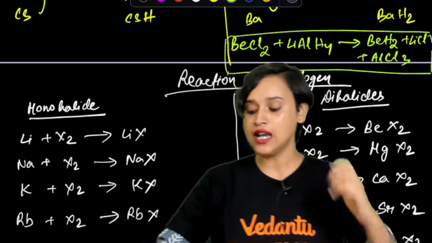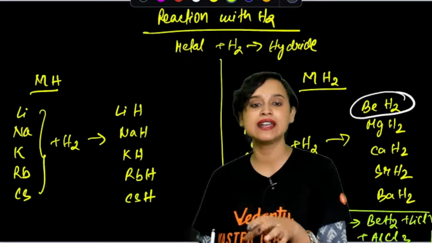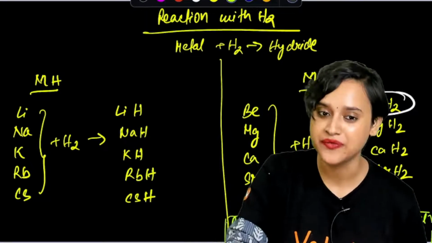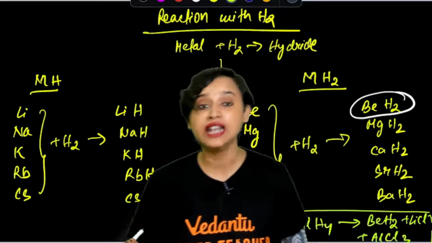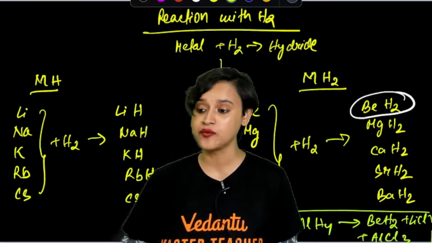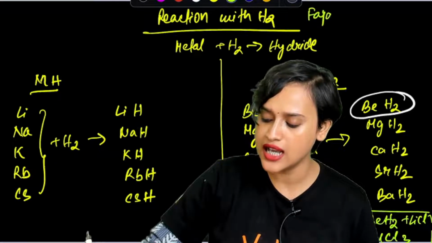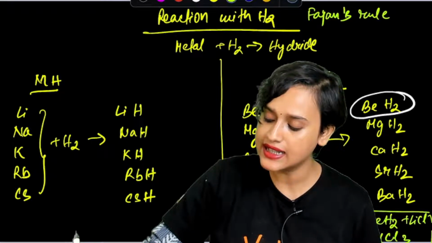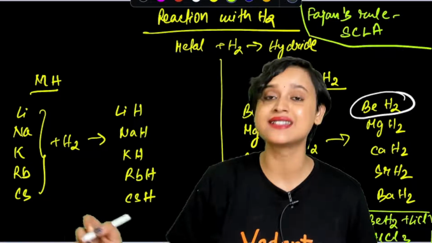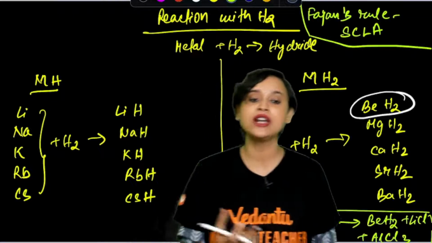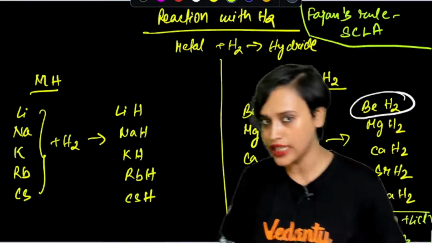Now tell me, are these hydrides ionic or are they covalent? How are we going to say? We know Fajan's rule, and Fajan's rule always tells us SCLA, which means small cation, large anion. They will always form covalent compounds.